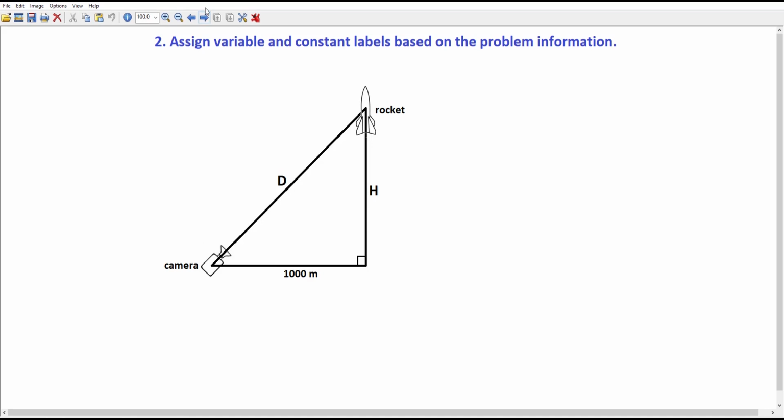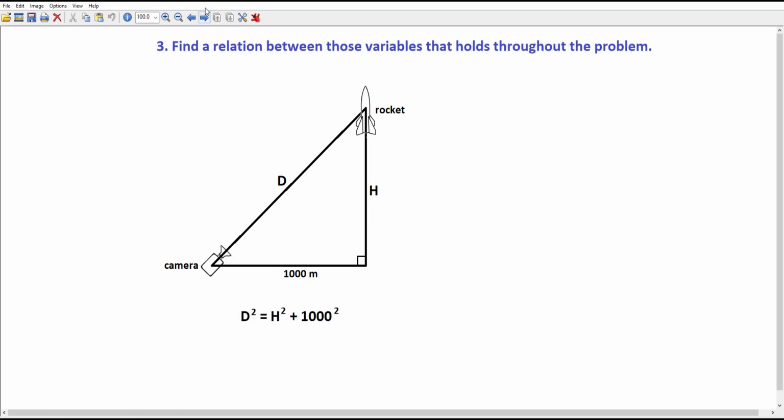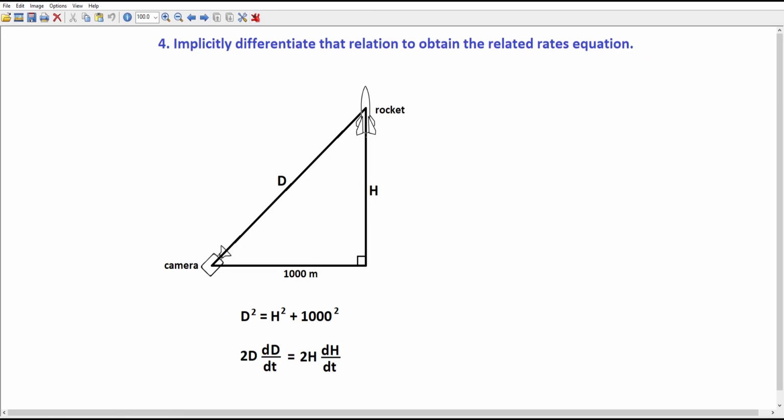Now we are looking for a relationship between the variables, and that's pretty obviously given to us by the Pythagorean theorem, which says that d squared is h squared plus 1,000 squared. The next step is to implicitly differentiate the relationship. So the derivative of d squared is 2d times the derivative of d with respect to t. The derivative of h squared is 2h times the derivative of h with respect to t. And the derivative of 1,000 squared is 0, since 1,000 is a constant.